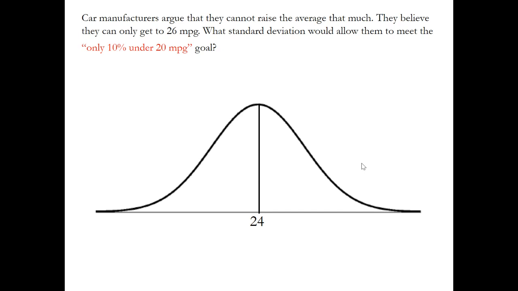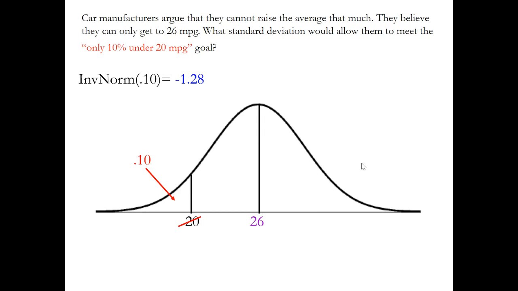They'd have to change the standard deviation. There's only so much they can change. So what's their new standard deviation going to have to be? Again, they want their mean to stay 26 miles per gallon. That's all they can make happen. They still want that 20 miles per gallon to be no more than 10% of cars. We inverse norm it, we still get negative 1.28 because it's 10%. It's going to be negative 1.28.